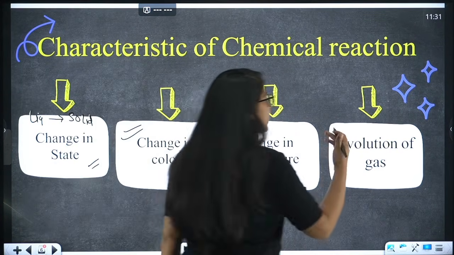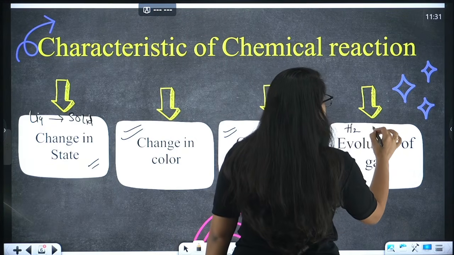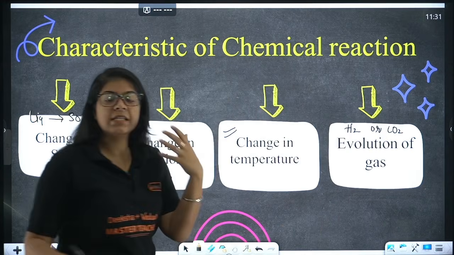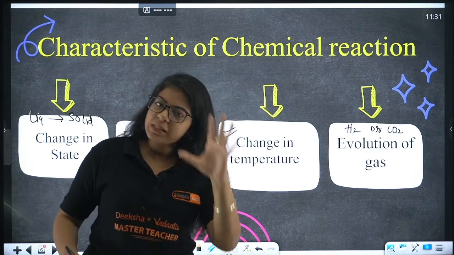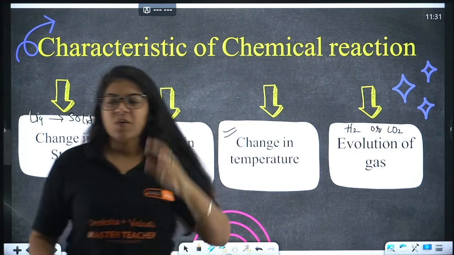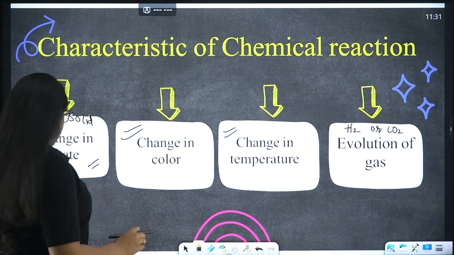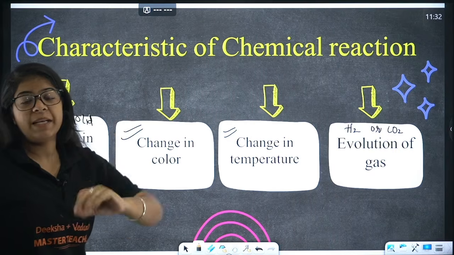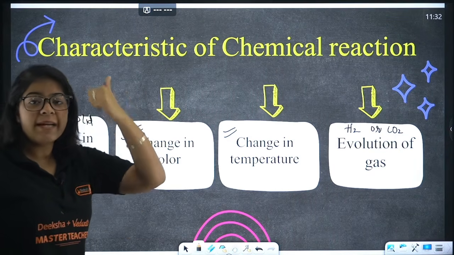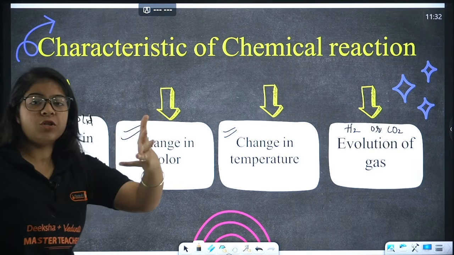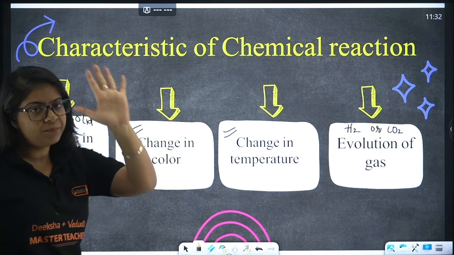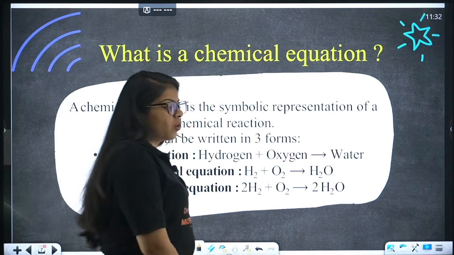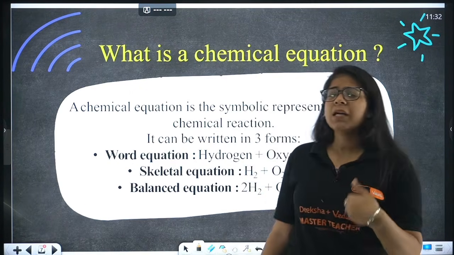So basically there are some reactions where hydrogen is released or carbon dioxide is released. So all these are what? These are gases. We'll study about this, don't worry. Okay, next beta, moving on, and this is a very important point. Characteristics of chemical reaction. What is happening? Change in state, change in color, change in temperature, evolution of gas. Done? Understood? Okay.